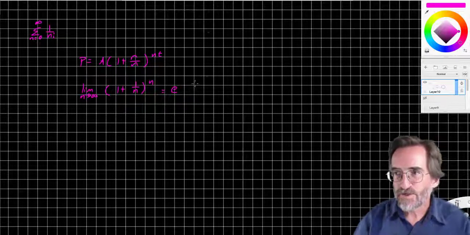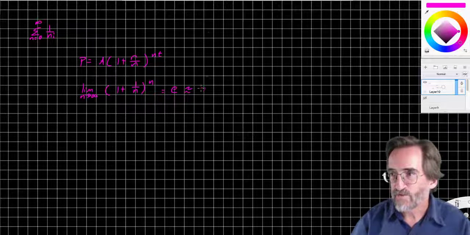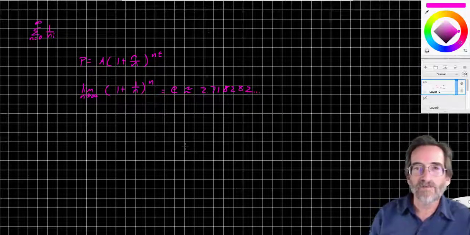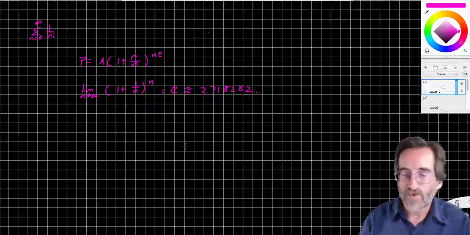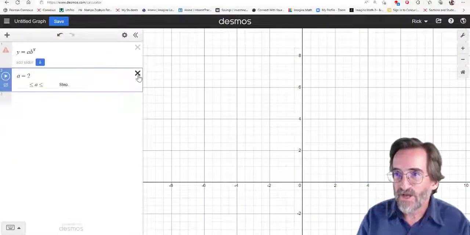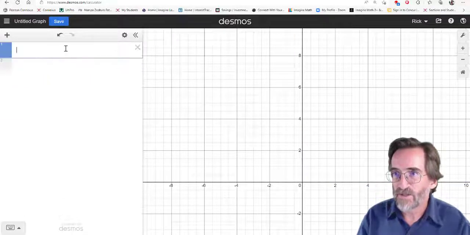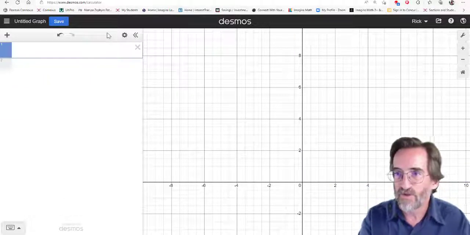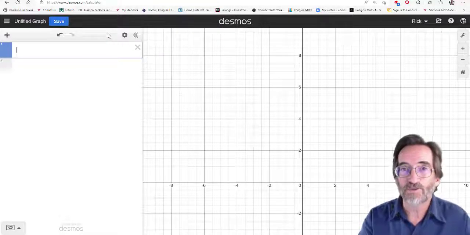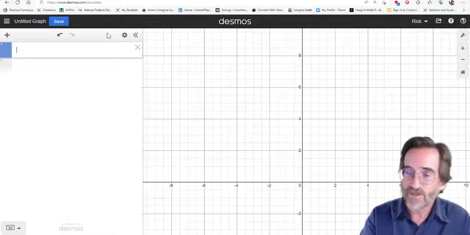And e is just a number. It's approximately 2.718282. Okay? And it's an irrational number, so it goes forever. It doesn't repeat, and so on and so forth. But we love to use it because it has some special properties that lend themselves to some great things with exponential functions, particularly when it comes to taking the derivative or taking the integral when you take calculus.